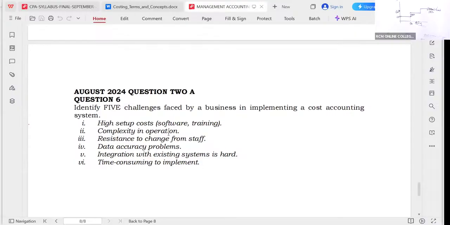When you are starting, especially data accuracy problems. Integration with our QuickBooks, for example, or any SAP or ERP that you are currently making use of, is going to be very, very tough to integrate with the existing systems. It is time consuming to implement.